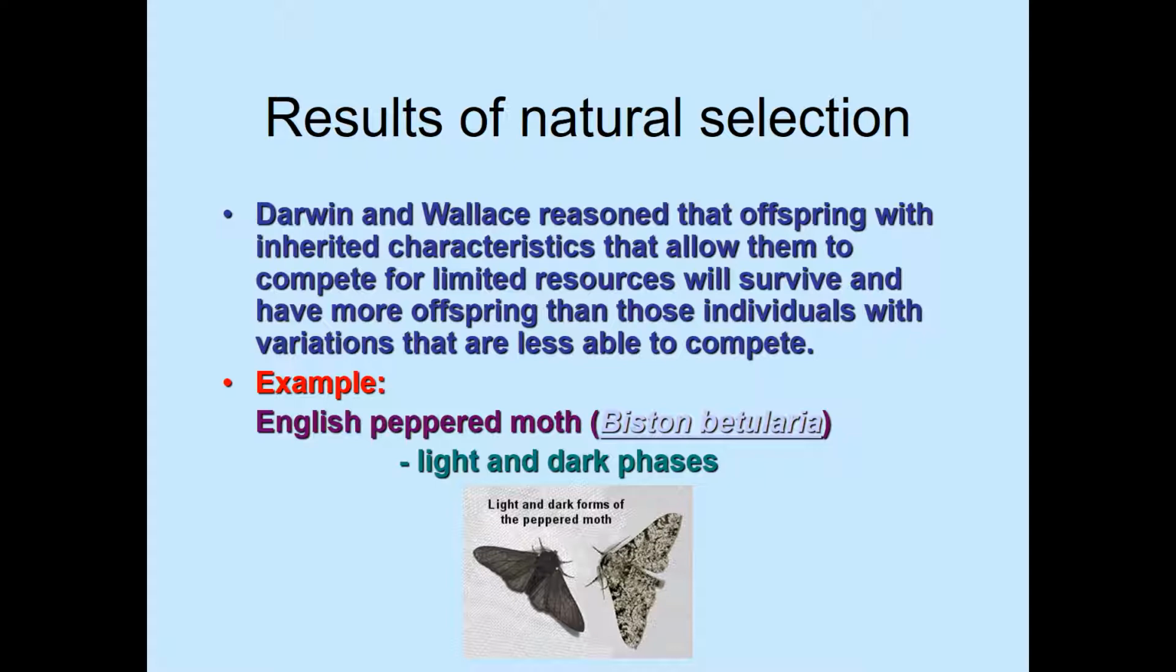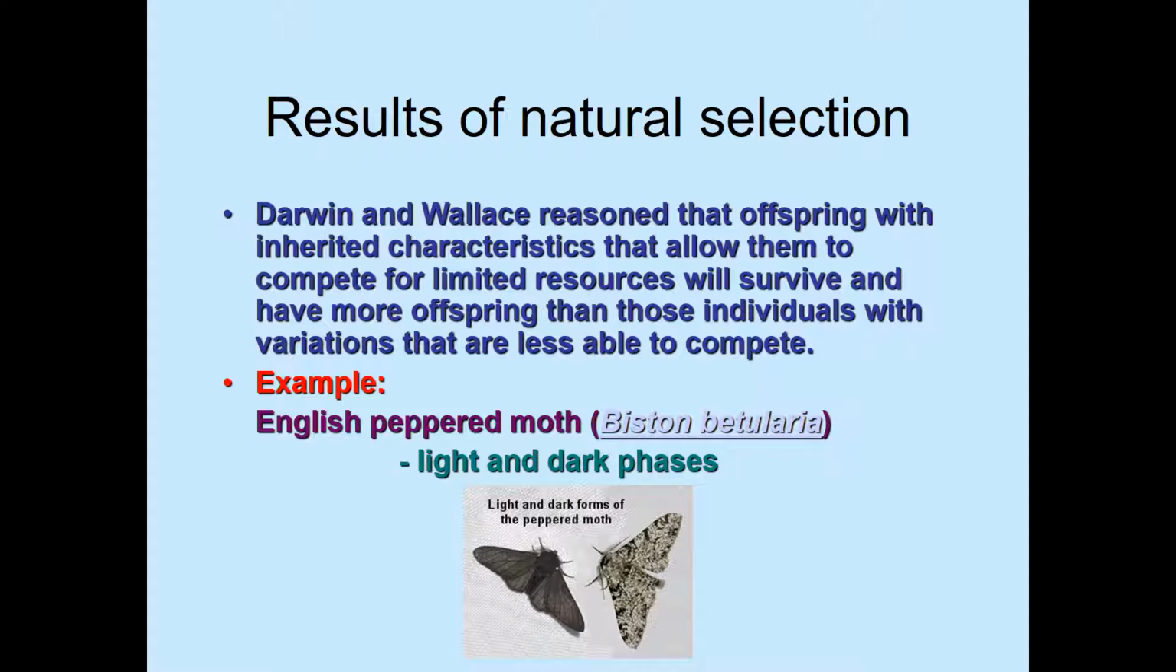If you are able to run faster or swim farther, then you're going to be able to survive and live longer and have more offspring than the individuals that in the animal kingdom, let's say, that can't run as fast or can't swim as far, things like that.